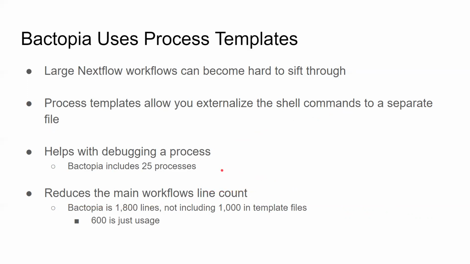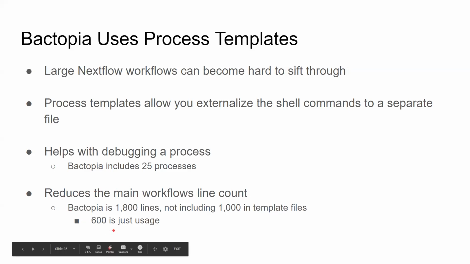Bactopia alone is 1,800 lines, which, to me, a lot of that is white space and just dealing with Nextflow's structure. But that doesn't include the thousands of lines of code that are in the template files. So that's your actual shell commands. And 600 of those lines is just the usage in Nextflow.